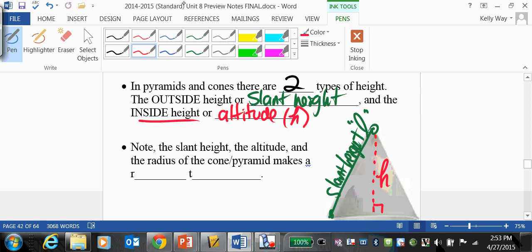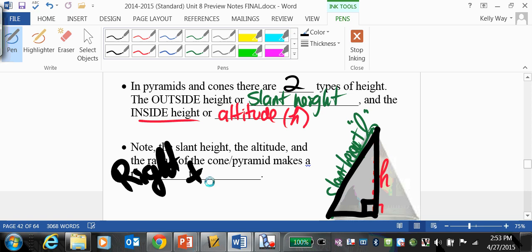Now, in this case, let's trace our, let's go up the slant height. Ready? Go up the slant height, down the altitude, and across to the radius there. See what we just did? What kind of triangle, sir? There goes that right triangle again. Okay, so in cones, the slant height, the true height, and the radius makes a right triangle.